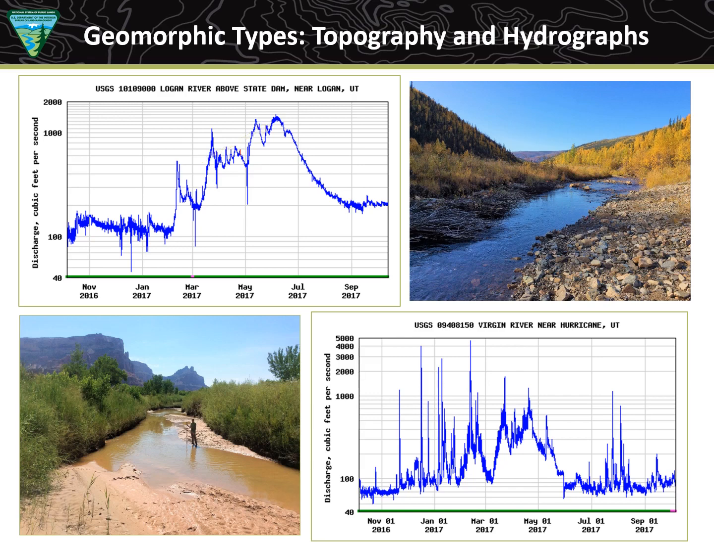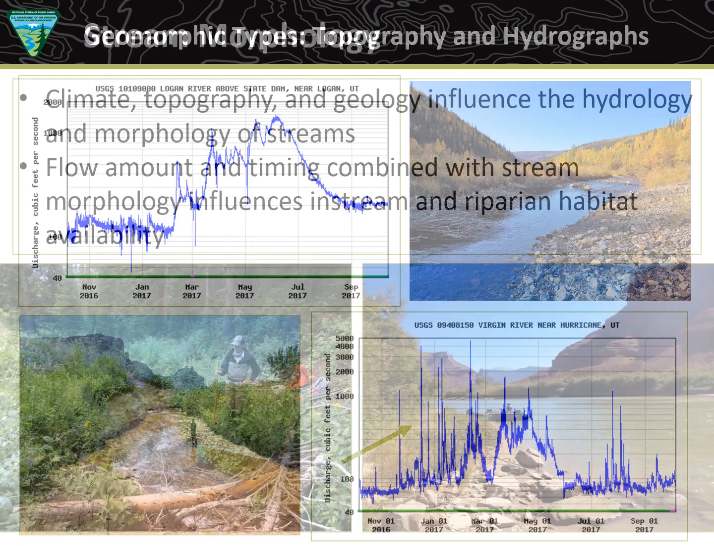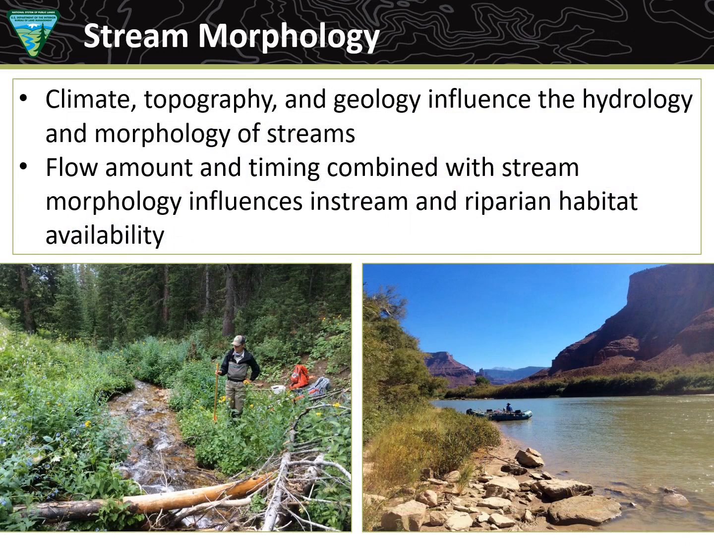The Virgin River is not located next to high elevation mountains, like that of the Logan River, and primarily relies on rain events and groundwater for its flow. This accounts for the continuous spikes in the graph, which are responses to major rain events during summer monsoons. In summary, the climate, topography, and geology of watersheds influences the hydrology and morphology of streams. Flow amount and timing, combined with stream morphology, are two key factors influencing in-stream and riparian habitat.